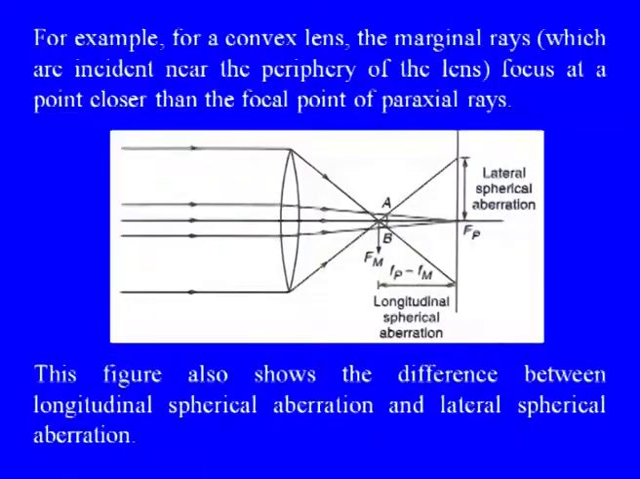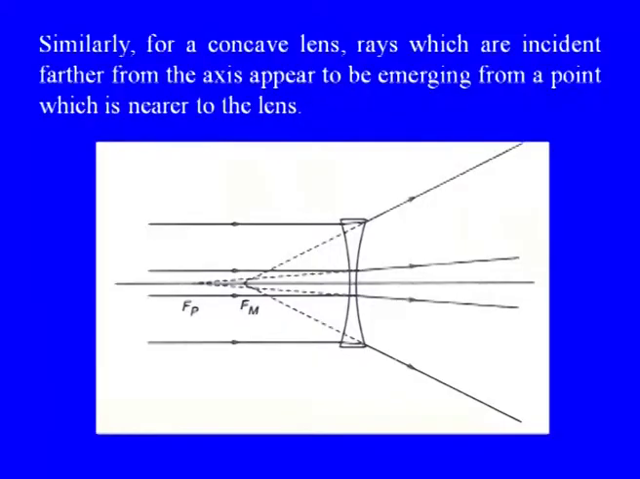Fp is the focal point of paraxial rays, Fm is the focal point of the marginal rays. This figure also shows the difference between the longitudinal spherical and lateral spherical aberration. Similarly, for a concave lens, rays which are incident farther from the axis appear to be emerging from a point which is nearer to the lens.